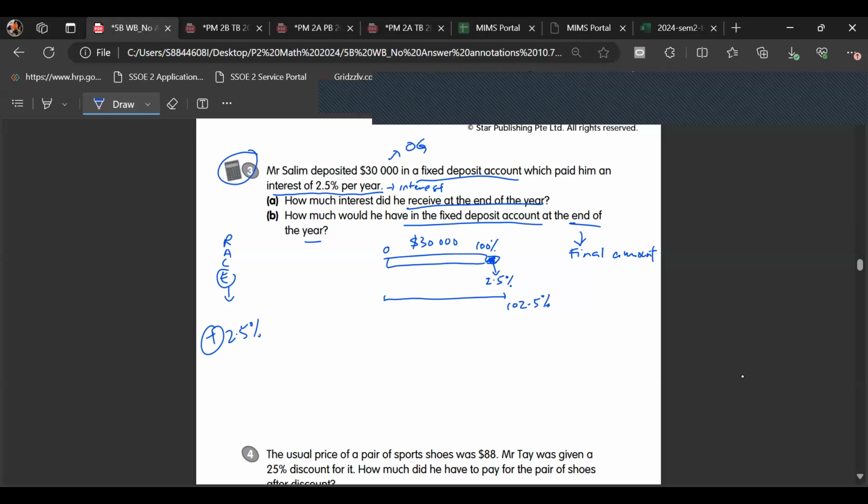Later you will see why I write this 102.5%. Because now it's a two-part question, later you move to a two-step question. The amazing thing is if you can understand this, you can solve two-step questions in one step only.